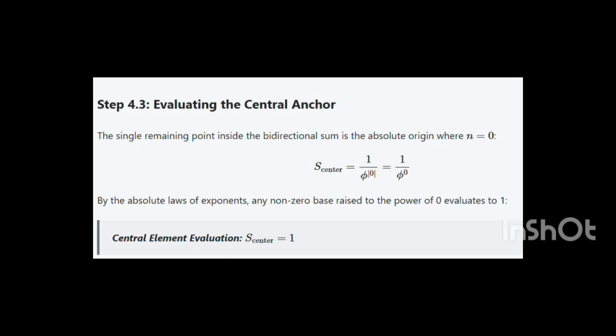And now coming to the last part of our proof, that is evaluating the central anchor, the single remaining point inside the bidirectional sum, the absolute origin where n equals 0. So S center equals 1 by 5 to the power mod 0 equals 1 by 5 to the power 0. Now we know that 1 by 5 to the power 0 is nothing but just 1, because 5 to the power 0 is 1. So S center equals 1.